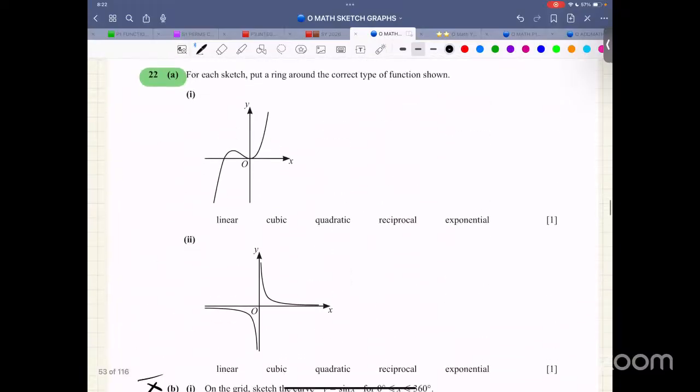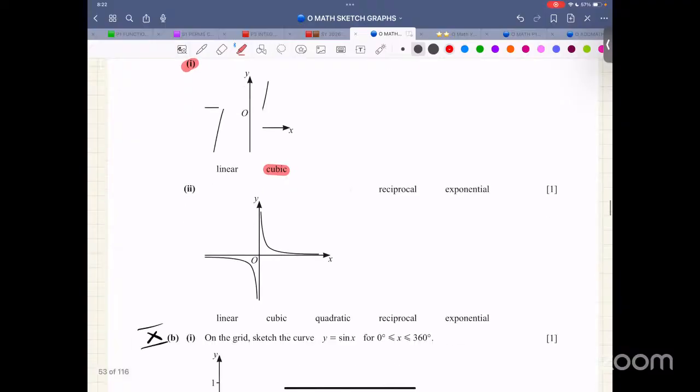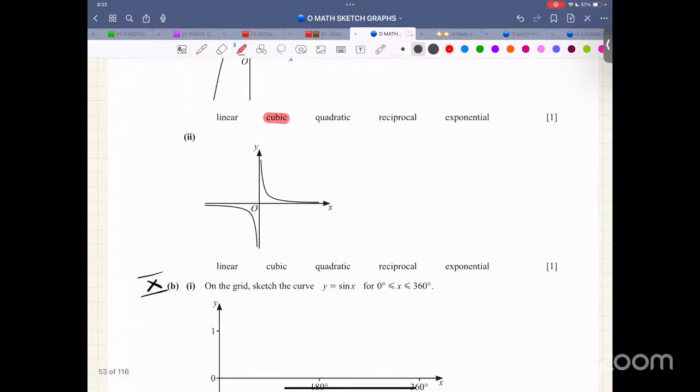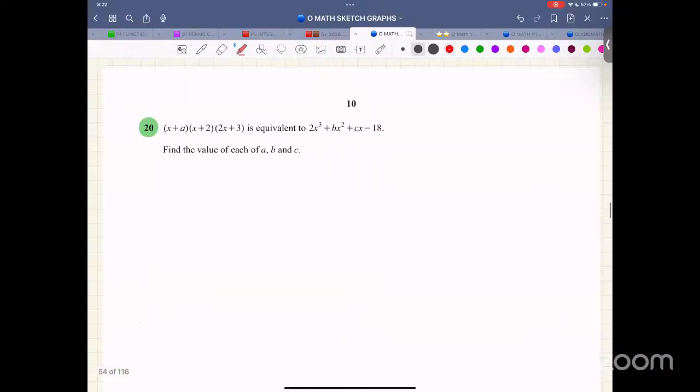Let's focus on this. It says for each sketch, put a ring around the correct type of function shown. This is a cubic, linear, cubic, quadratic, reciprocal, exponential. So yes, this is cubic, and that is the right one. The next one we haven't studied as yet, but this one is reciprocal. That is the inverse proportionality function. For right now, I've just labeled it.